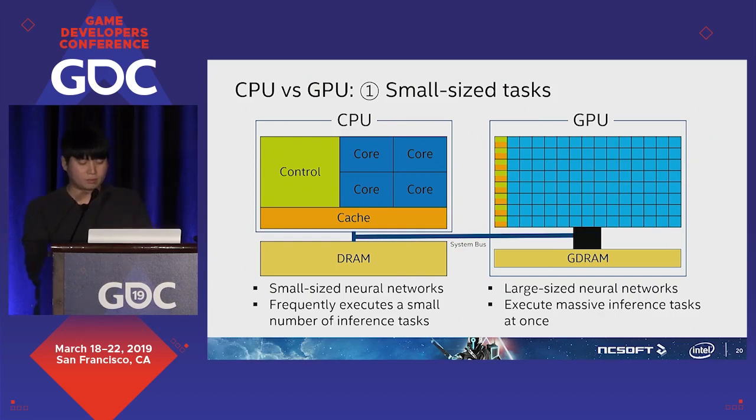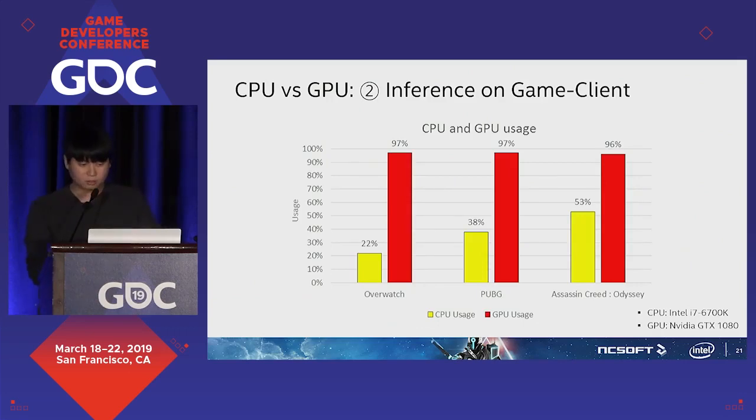However, if the system has to frequently execute a small number of small-sized inference tasks, it is also a good choice to infer on CPU. This is a graph comparing CPU and GPU usage when running each of the 3 commercial games. For all 3 commercial games, the GPU usage is almost maxed out, but the CPU usage is only around 20 to 50%.